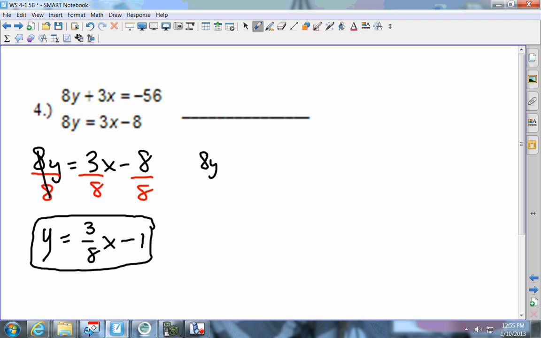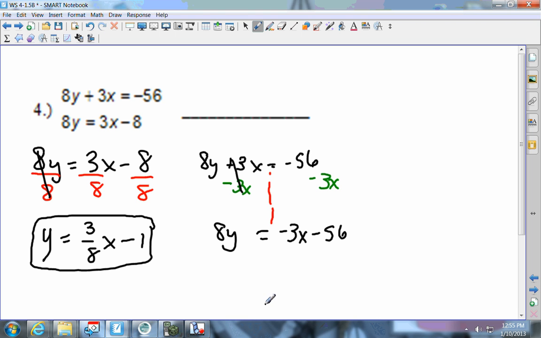But now I've got to rewrite that top one. 8y plus 3x equals negative 56. So I need to solve for y and get it by itself in slope-intercept form. First, I'm going to subtract 3x from each side. I have 8y equals negative 3x minus 56. Now I'm going to divide by 8. I now have y equals negative 3/8 x minus 7.